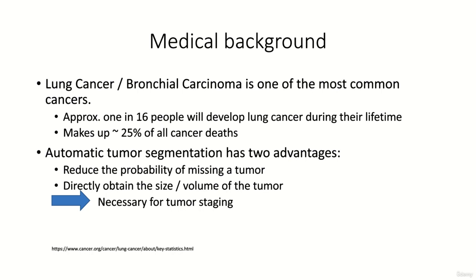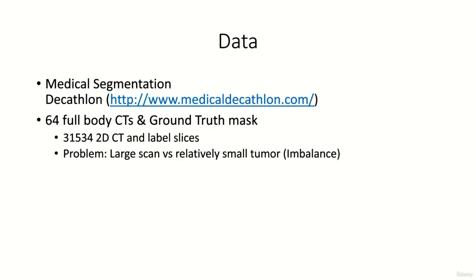To tackle this task, you will use the lung tumor dataset provided by the Medical Segmentation Decathlon Challenge, consisting of 64 full-body CT scans with corresponding ground truth segmentation masks. Those scans yield 31,534 two-dimensional slices. The challenge of this task is the large scan compared to the relatively small tumor. Therefore, we have an imbalanced dataset.